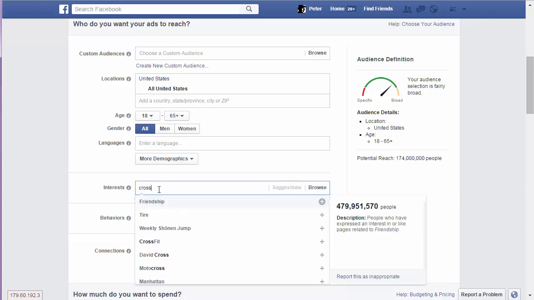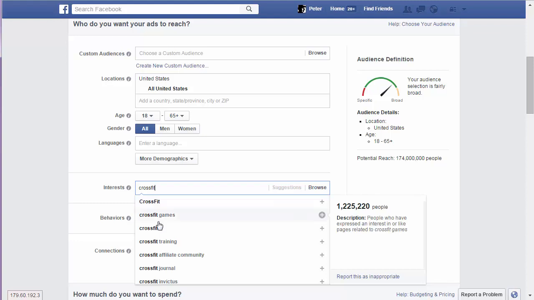Typically we would type in CrossFit. It would give us some suggestions. We can see that there are 18.4 million people generically interested in CrossFit, which would give us an audience which is really too big to handle. And how do we know how interested those people are? Are they just vaguely interested in CrossFit? Are they all phenomenally interested in CrossFit?